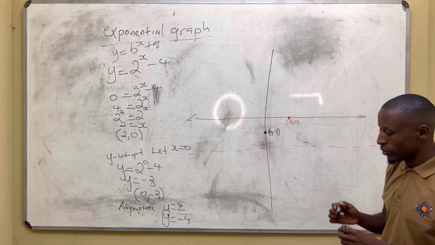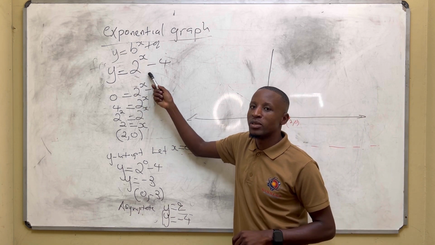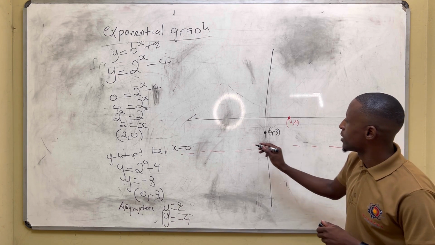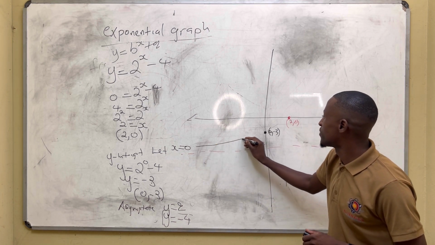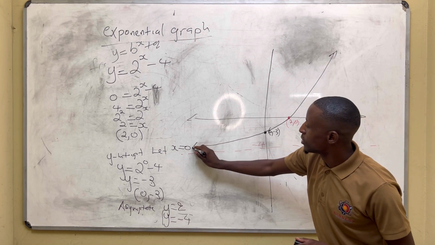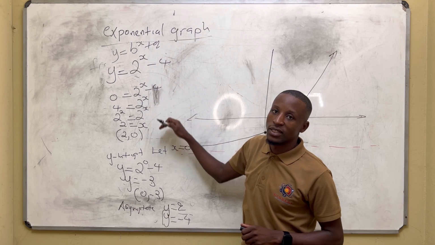Let us now sketch the graph. Check the value of b. The value of b is greater than 1, so we know it's going to be an increasing function. An increasing function will go like this. Do you remember that I told you that this one represents the shifting?